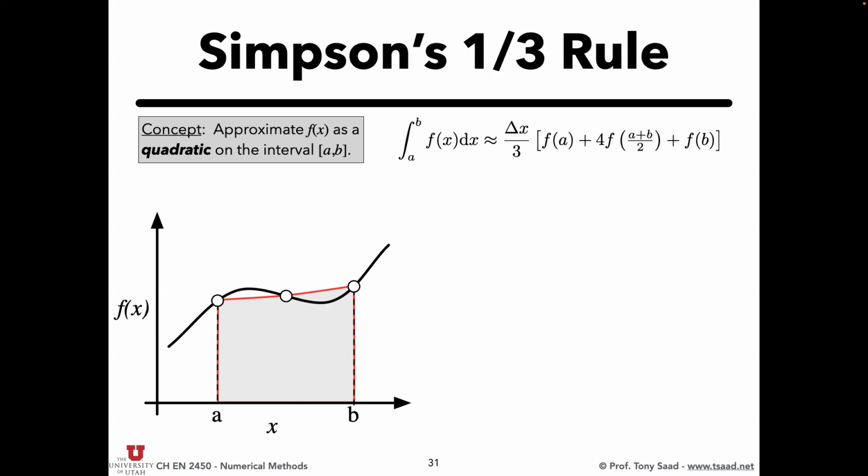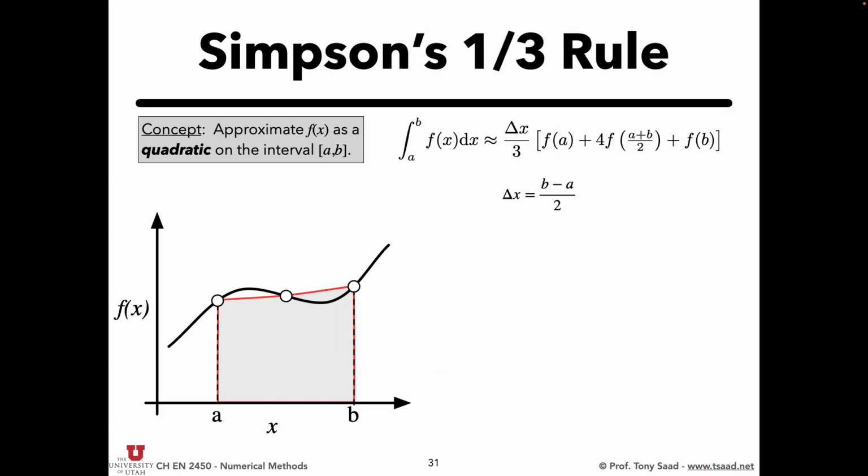Now that's annoying because now you have to know a point between the 2 endpoints, which makes it not very useful for tabulated data. But for continuous functions, it's pretty useful. Now you can pick this point anywhere you want. You can pick it 1/3 of the way from here. The best one, the non-biased one, is to pick it right in the middle, at a plus b over 2.